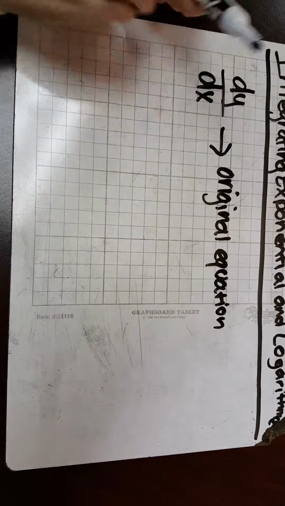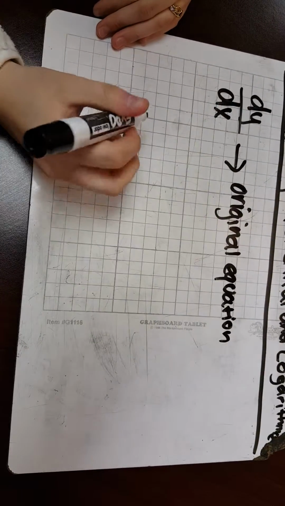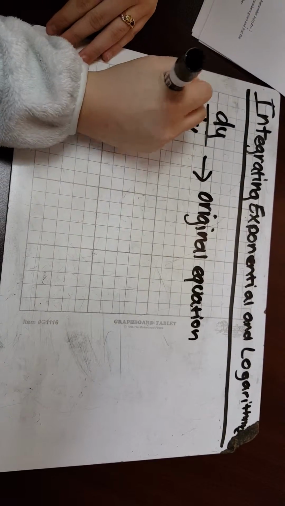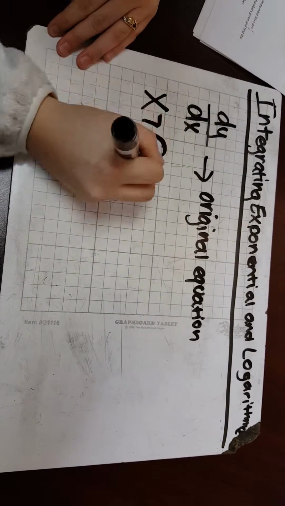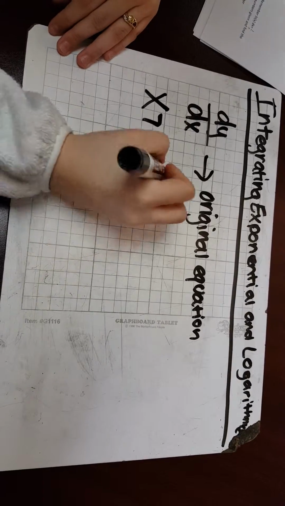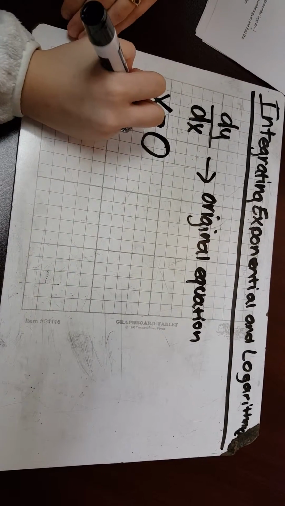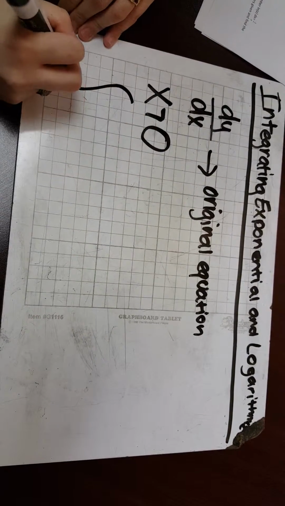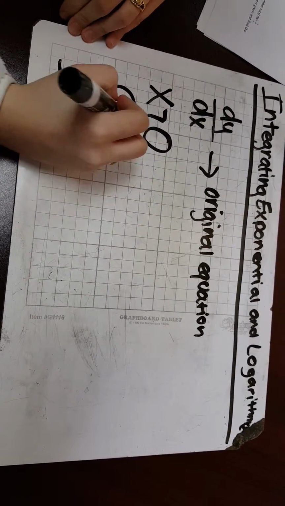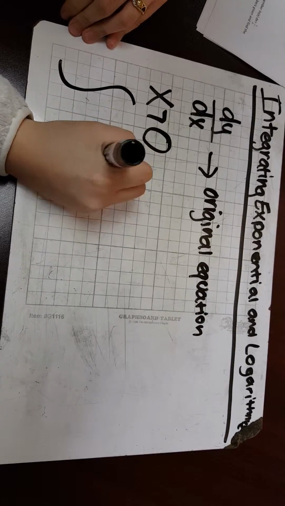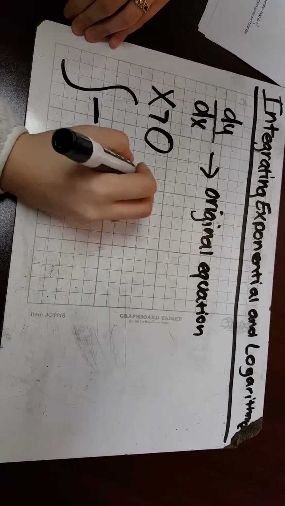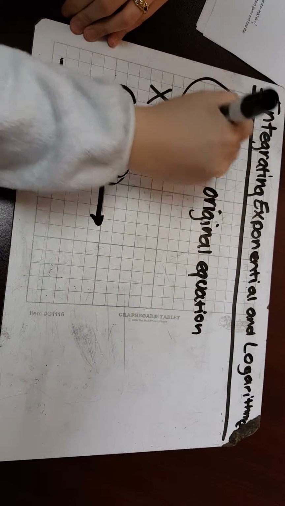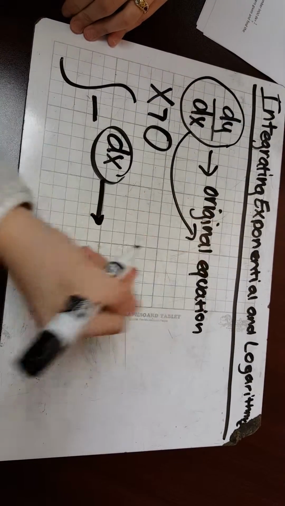Okay? So let's start out with the logarithms. You know that x must be greater than 0. So there's two symbols that you'll know when you must integrate: the squiggly s, which I'm not sure what it means, and dx after whatever's right here. So this tells you that you have to turn the derivative back into the original equation.